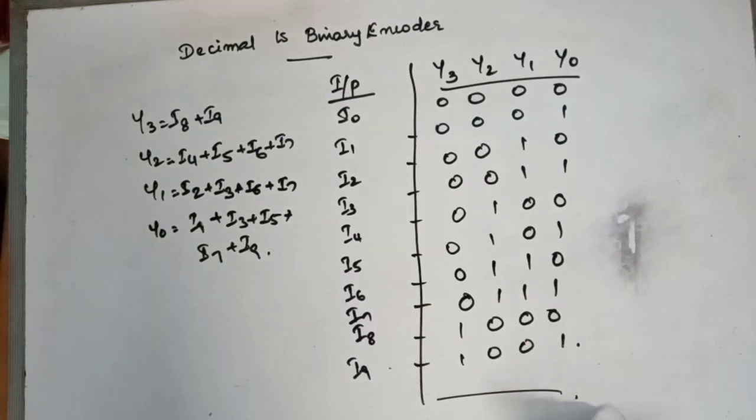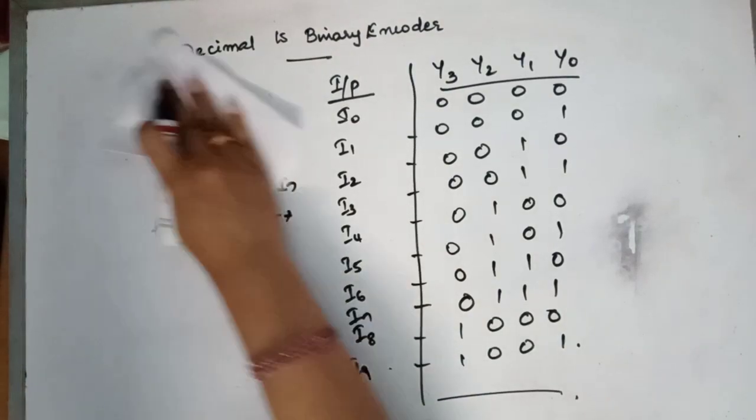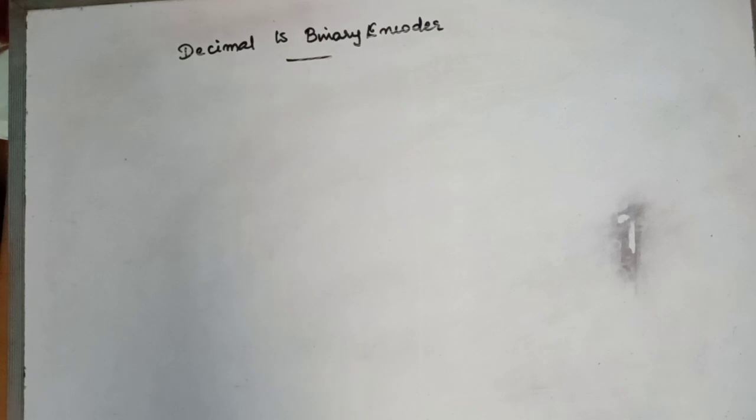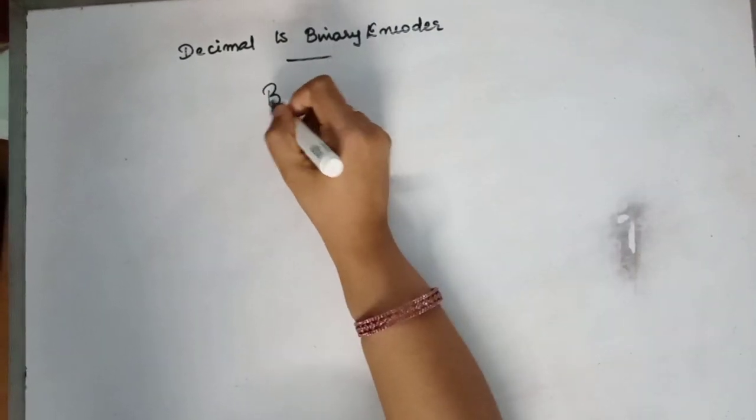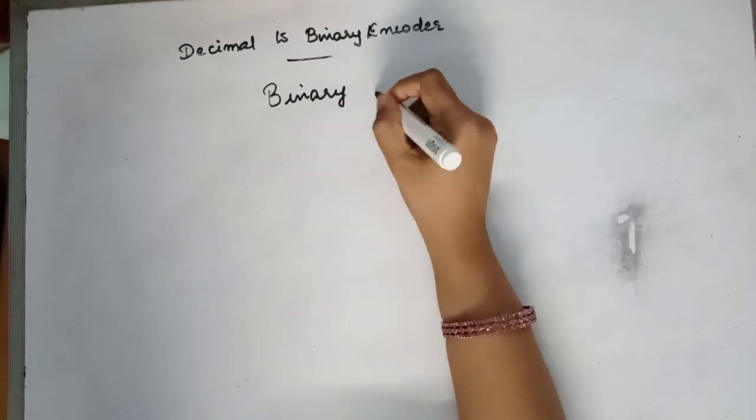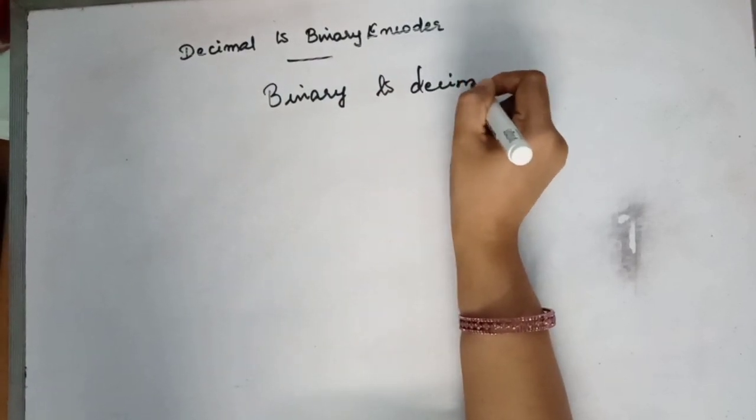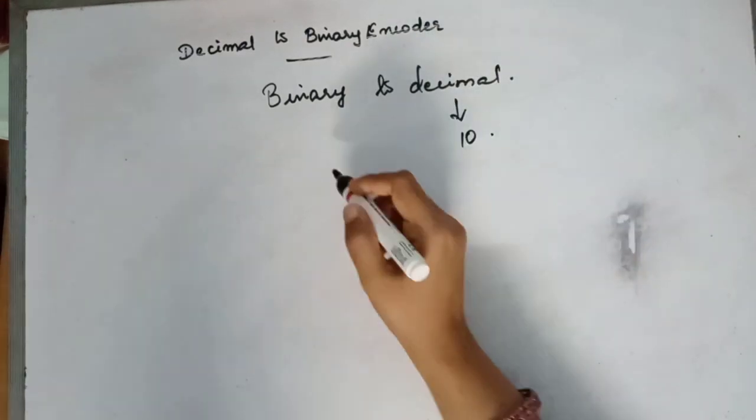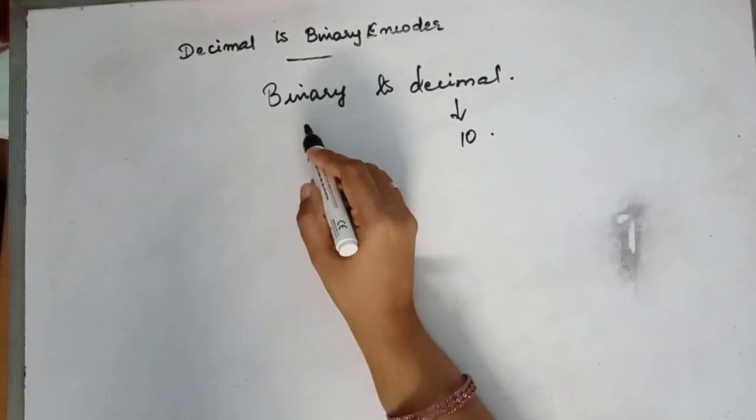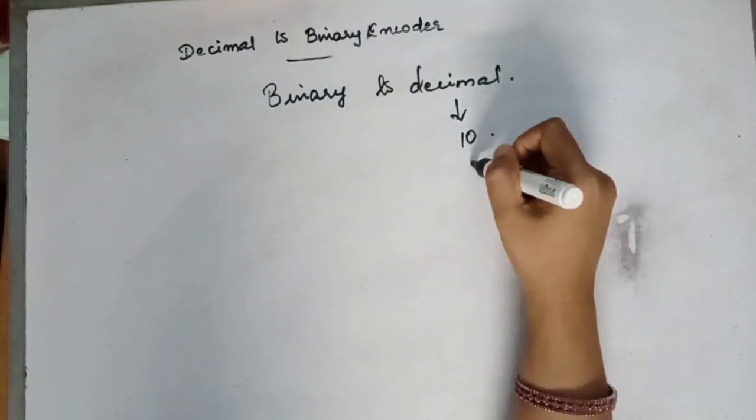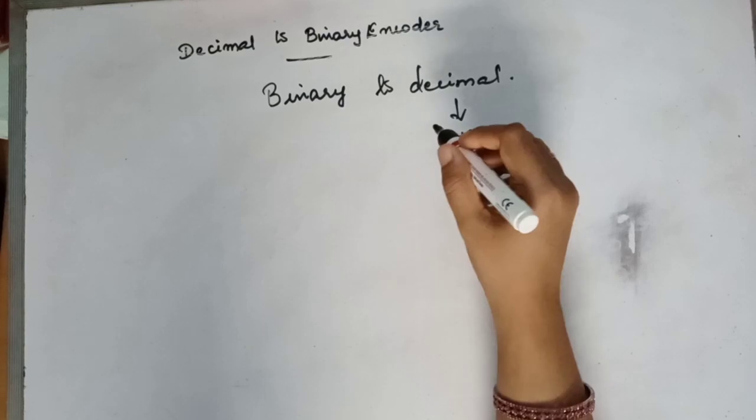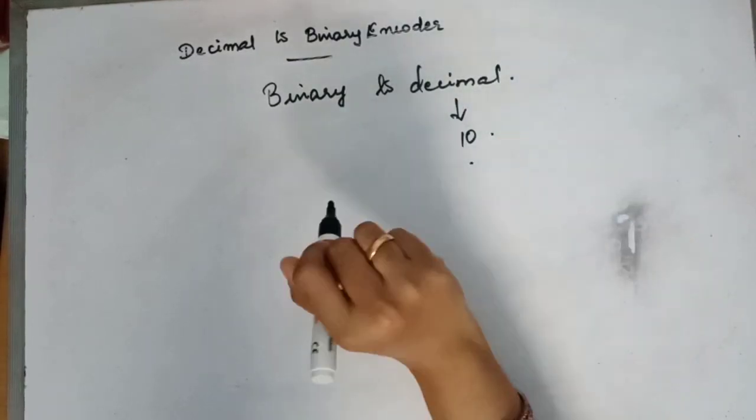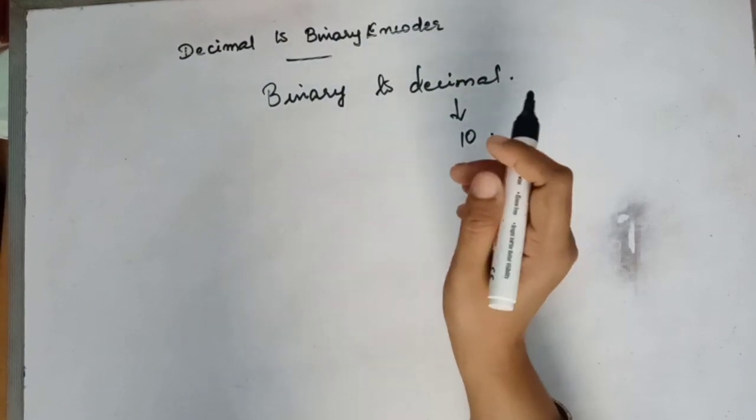Yes. So now suppose you want to convert binary to decimal. Decimal has 10 numbers, and these 10 numbers you can represent in binary from 0000 to 1001. Okay, just like we saw in decimal to binary.